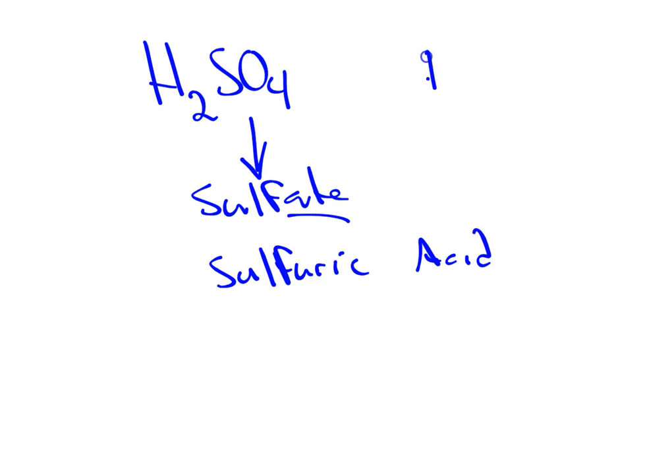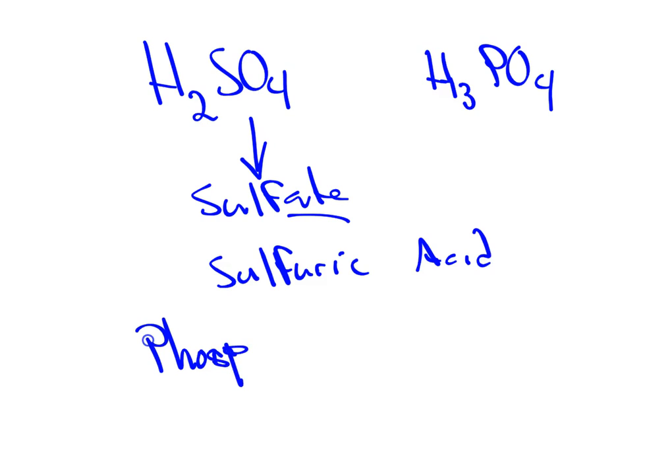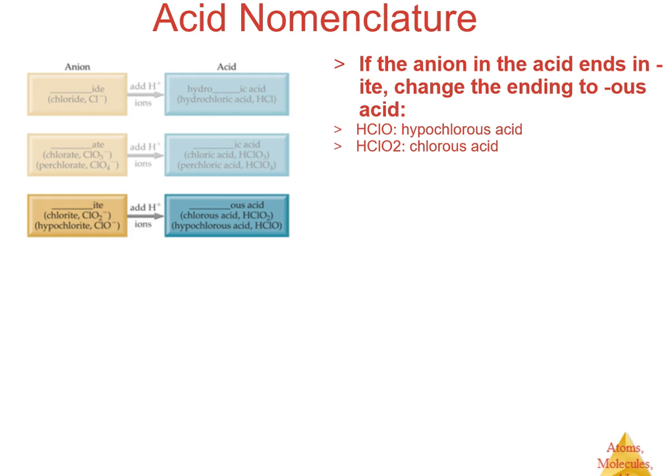What would H3PO4 be? Phosphoric. Whoops. It's okay. If you put phosphoric acid, I wouldn't mark it wrong at all. 100% you nailed it. Okay, the final one is if it ends in ITE, we change the ending to OUS.